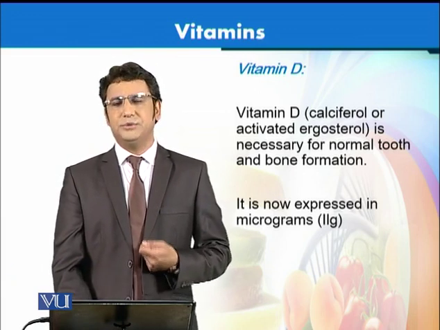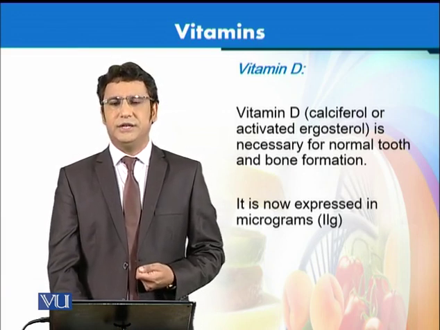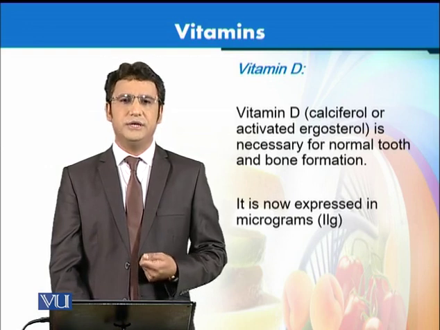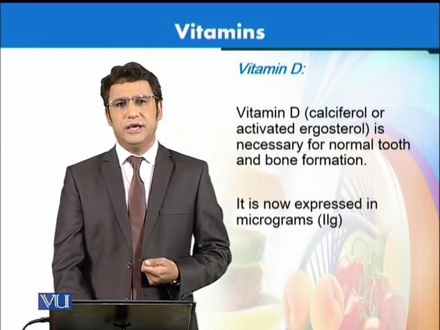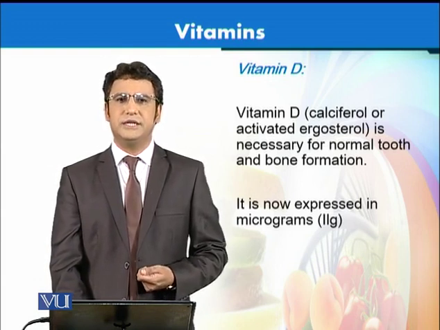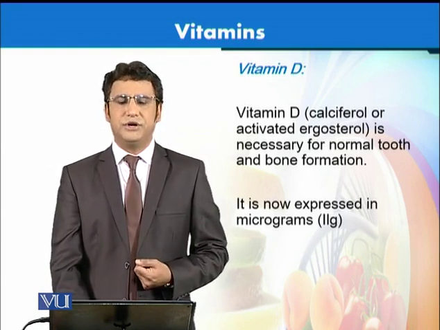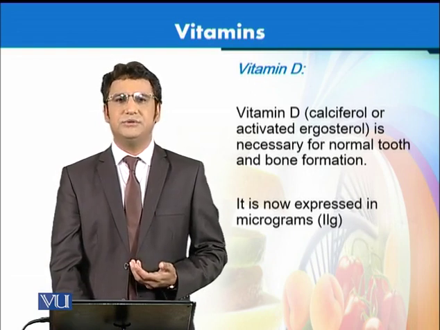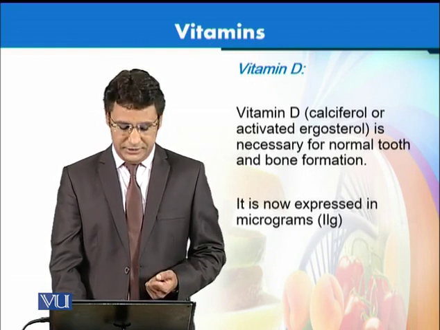Vitamin A and vitamin D are both expressed in international units. Normally, vitamins A and D are added to milk. You might also know that in Pakistan, all vegetable oils and ghee have to be fortified with vitamin A and D. Because they are fat-soluble vitamins, they are normally added to milk and oil.